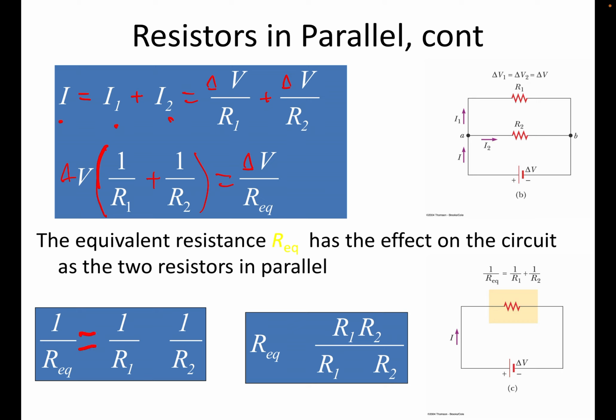So we have the equation to find the equivalent resistance. If you connect R1 and R2 in parallel, it is given by this equation: 1 over R equivalent equals 1 over R1 plus 1 over R2. Now if we have only two resistors, then we can use a shortcut equation: equivalent resistance equals R1 times R2 over R1 plus R2.